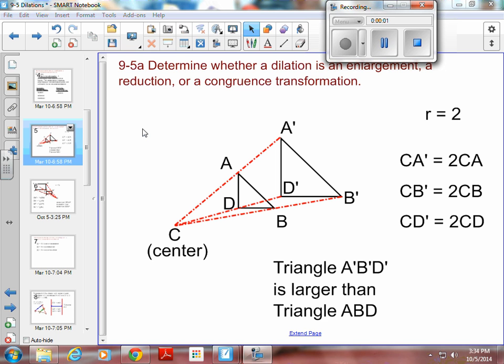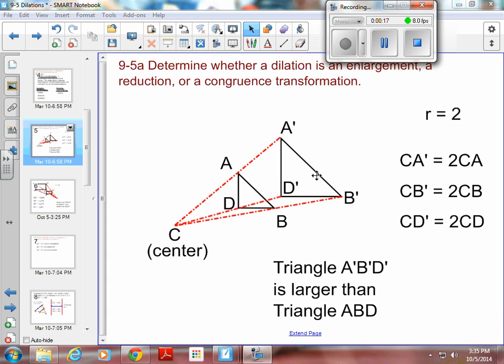Okay, geometry, this is chapter 9, section 5, dilations. If you notice here, we've got a dilation. Our original figure is ADB. The center of our dilation is C. Our image is going to be A prime, D prime, B prime.